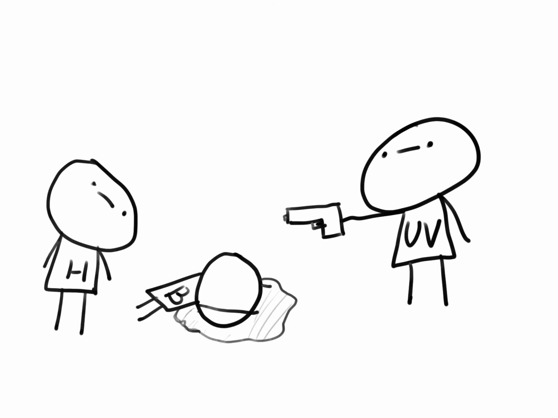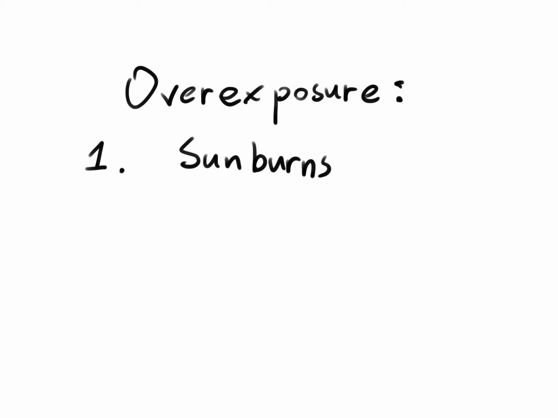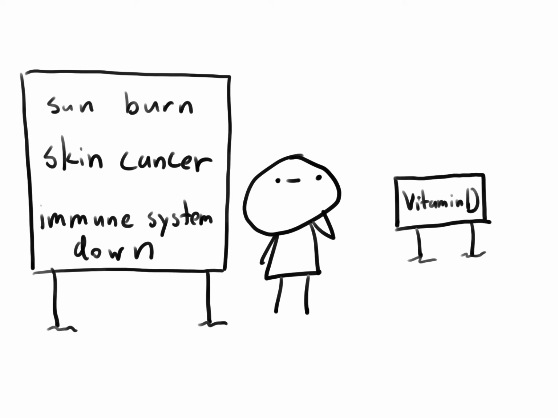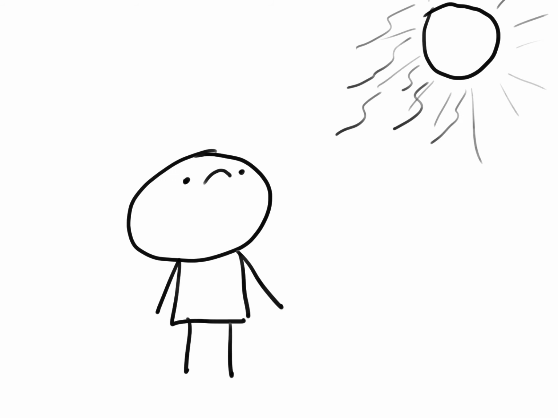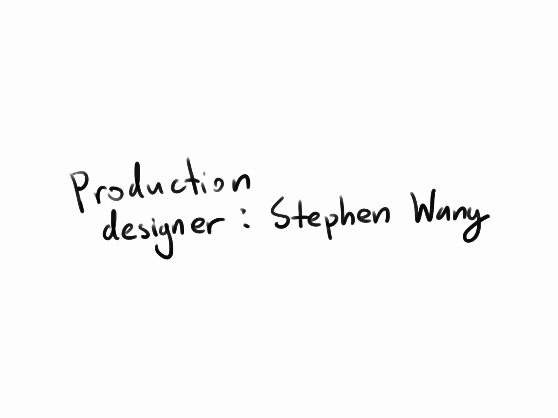But if UV light can damage DNA of bugs, it can also damage human DNA. Overexposure mostly causes sunburns and skin cancer. It can also decrease your immune system's ability. Although it can be used to produce vitamin D in your body, it is still mostly harmful. So if you ever go outside, remember to put on sunscreen. They absorb UV rays and will protect you.